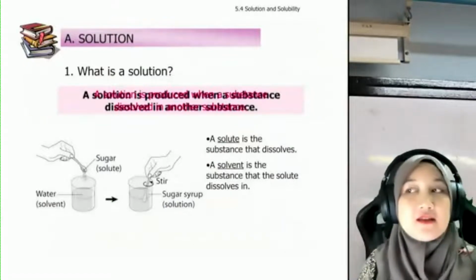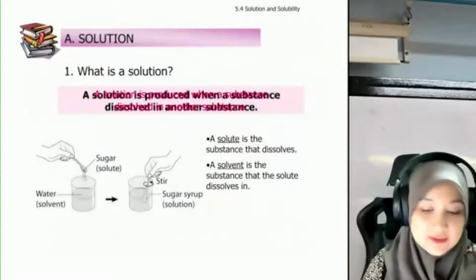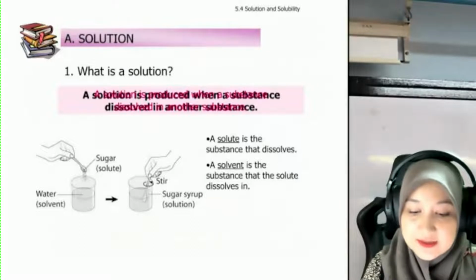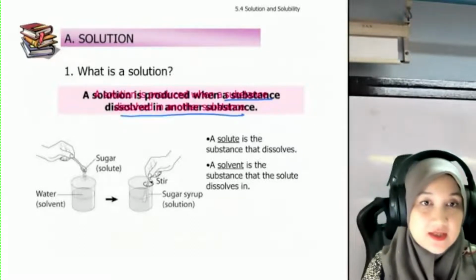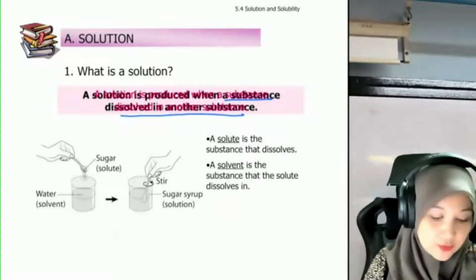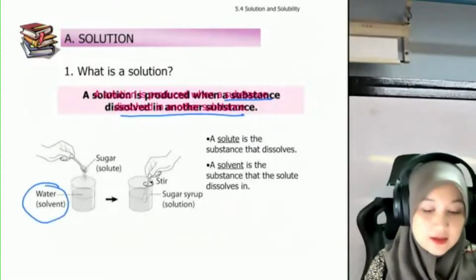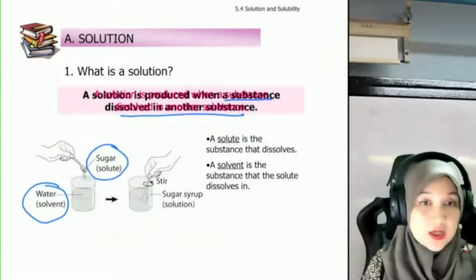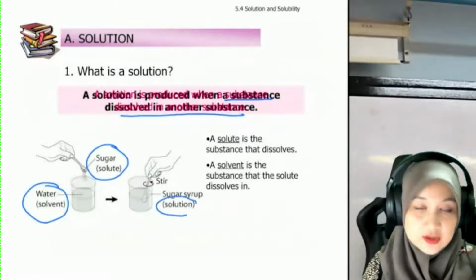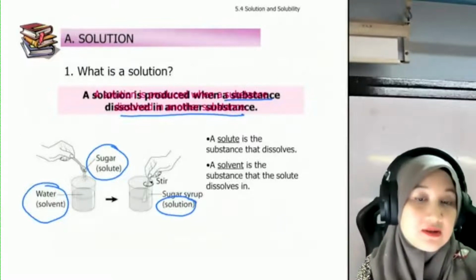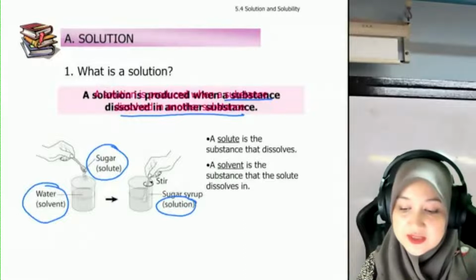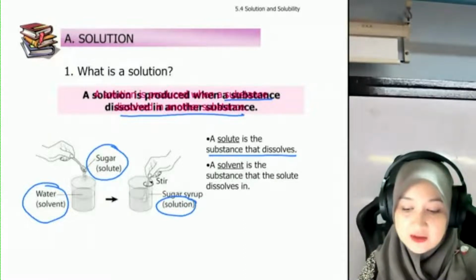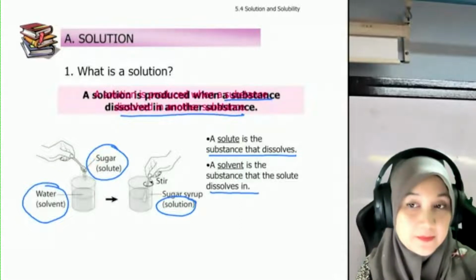Okay, what is solution? Solution is produced when a substance dissolves in another substance. For example, here we have water. Water is the solvent, and then we put sugar into water, so it will produce a solution. Sugar solution or sugar syrup is the solution. So solute is the substance that dissolves, and solvent is the substance that the solute dissolves in.